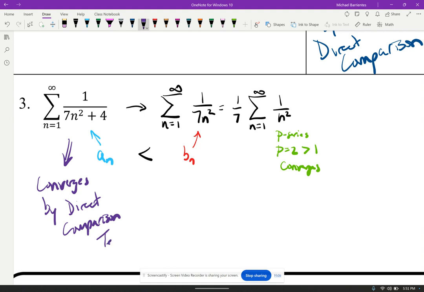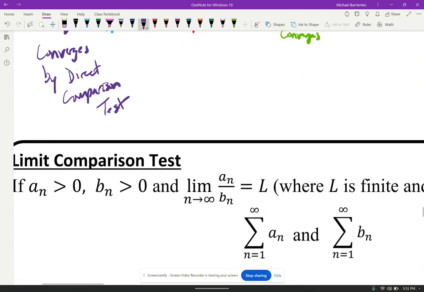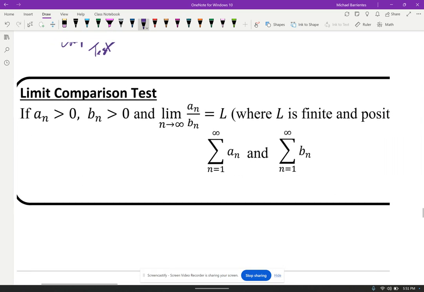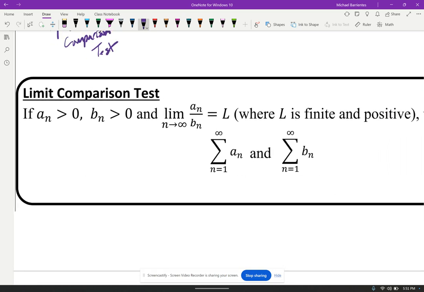Now, again, we have to find a buddy series whose outcome we know, and we have to be able to compare it directly with the other original series. Sometimes that's not possible. And so for that, we use the limit comparison test. Because with the limit comparison test, we don't need to know which one's the bigger one, which is the smaller one. We just need two series whose terms are positive.